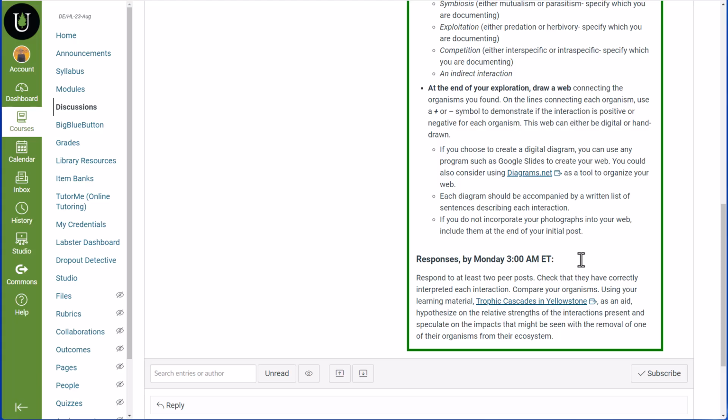You want to check to see that they've correctly interpreted the type of interaction. So do you agree that it's a mutualism? Do you agree that it's a predation? And you want to compare your organisms. Also, when you're doing this, you want to look at this article from the Trophic Cascades in Yellowstone and our other readings. You want to hypothesize on the relative strengths of the interactions that are present. And when you think about these relative strengths, you're also going to think about what would happen if we removed one of the organisms. What would happen to that ecosystem?